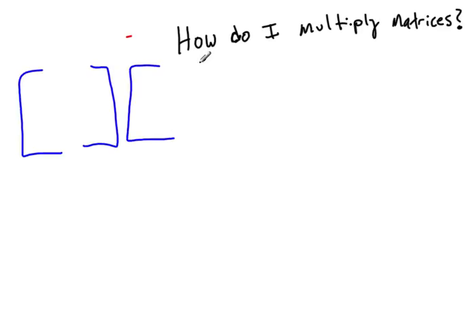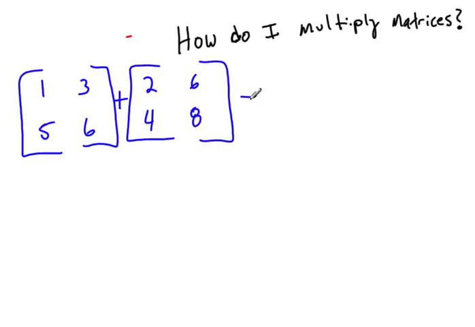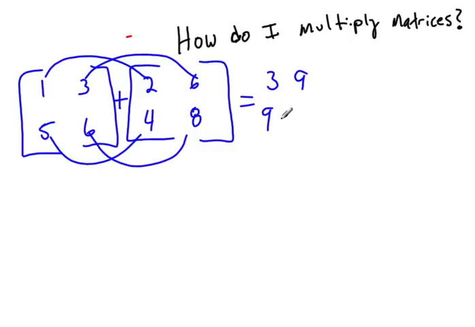two matrices. Let's say we have 1, 3, 5, 6, and 2, 6, 4, 8, and here we just add the corresponding elements. So we say 1 plus 2 is 3, 3 plus 6 is 9, 5 and 4 is 9, and 6 and 8 is 14, and we'd be done. That's adding. You just add the corresponding elements.